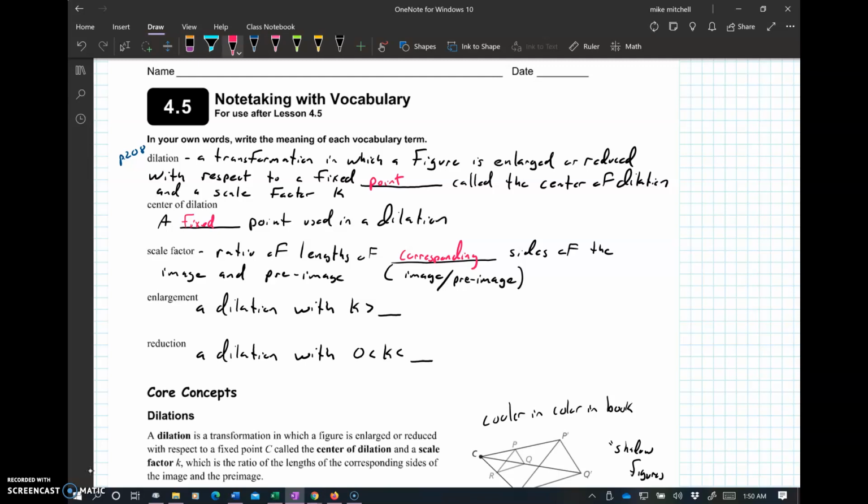Enlargement, a dilation with K greater than 0. Reduction is with K between 0 and 1. They're not talking about negatives, though there is an example with negative K's a little bit later. I got a note on that too. But the enlargement K's got to be greater than 1. The reduction K's between 0 and 1. If K equals 1, it's staying the same size, nothing's changing.